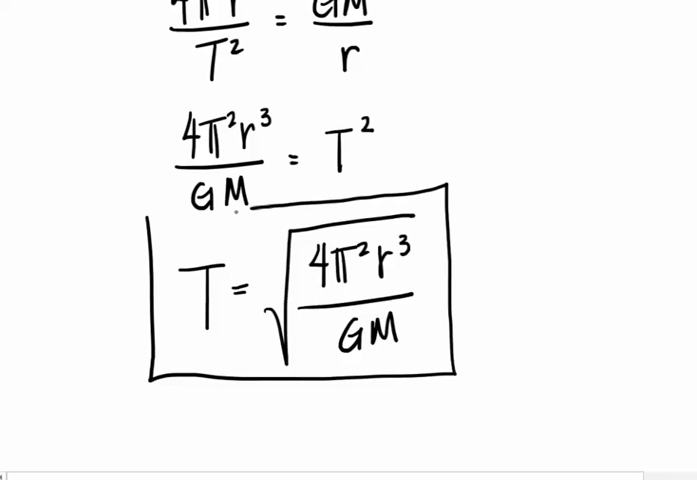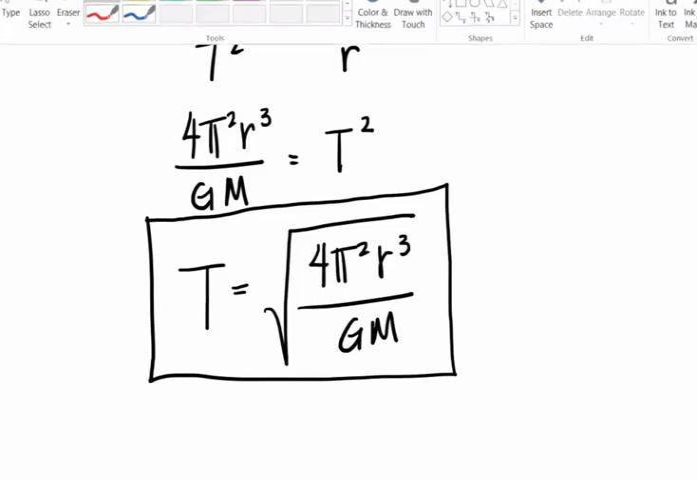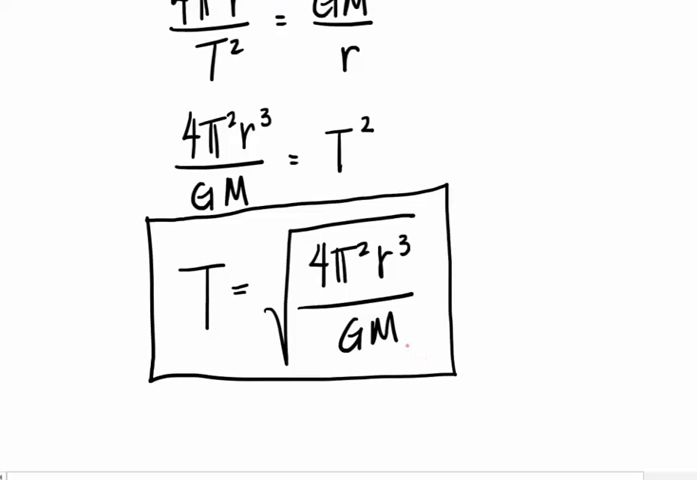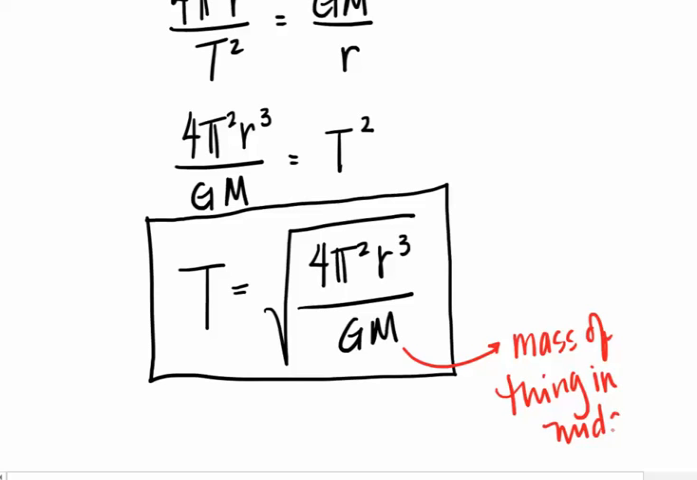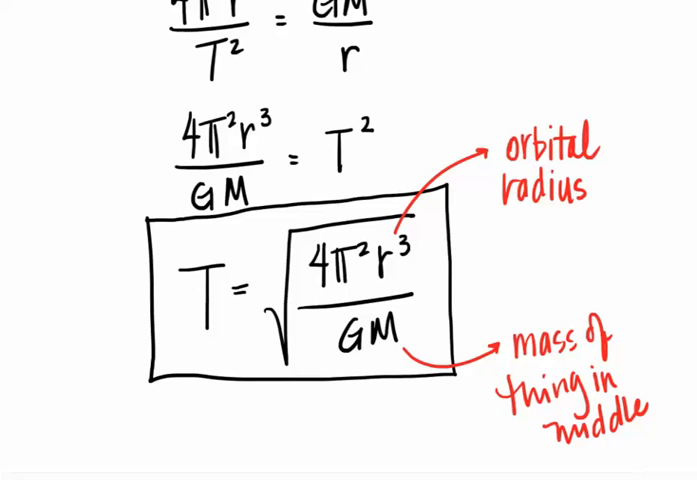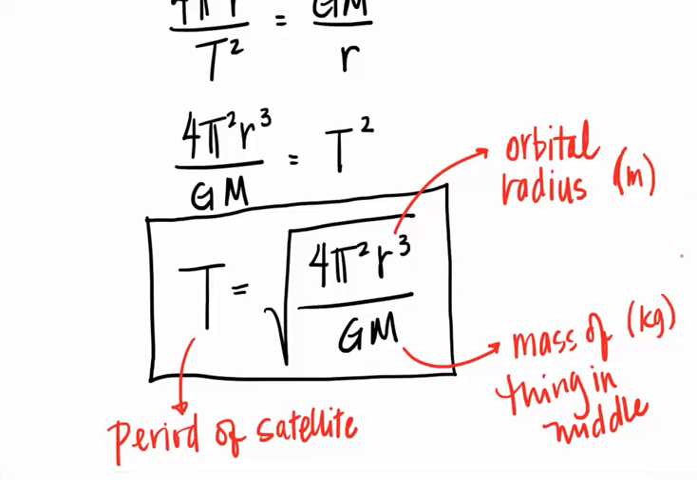So can an astronomer determine the mass of the thing in the middle by watching and observing the moon orbit the thing in the middle? This is the mass of the thing in the middle. Maybe that's the sun. I mean, we've timed the period of the Earth going around the sun. This is the orbital radius. So R stands for the orbital radius measured in meters.